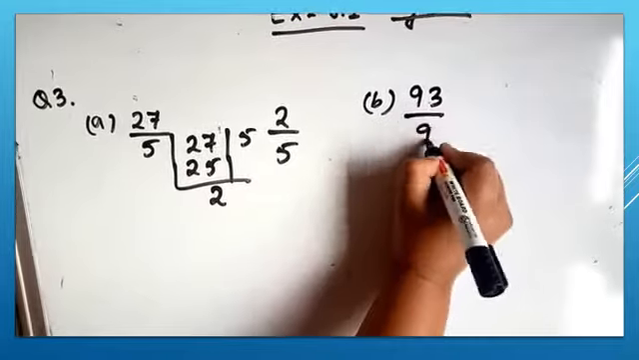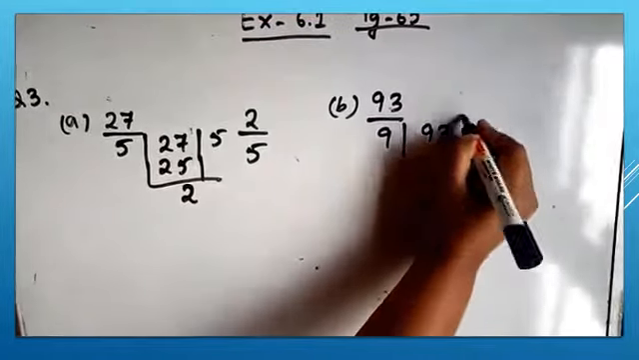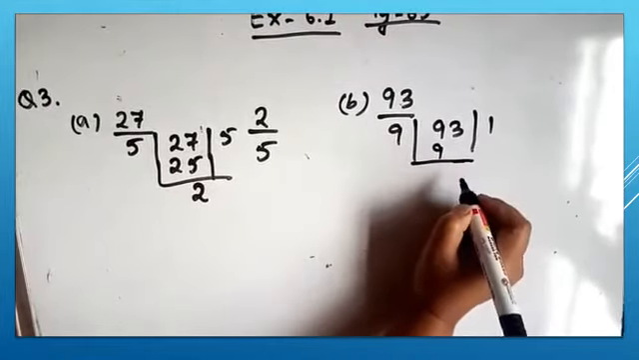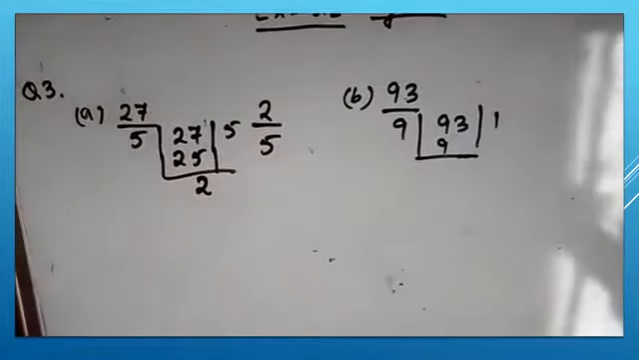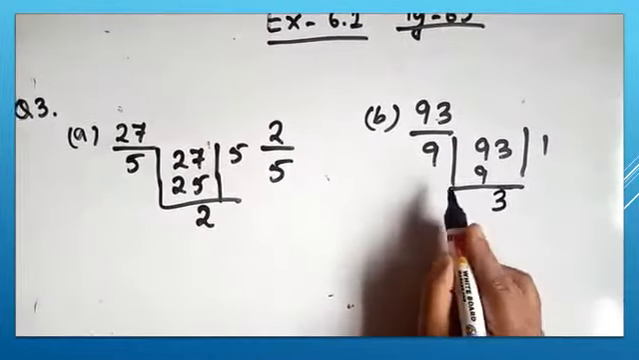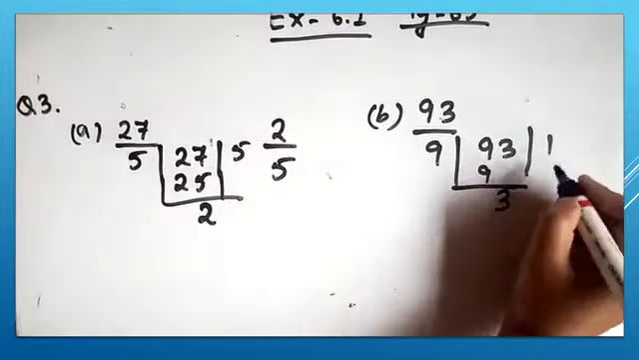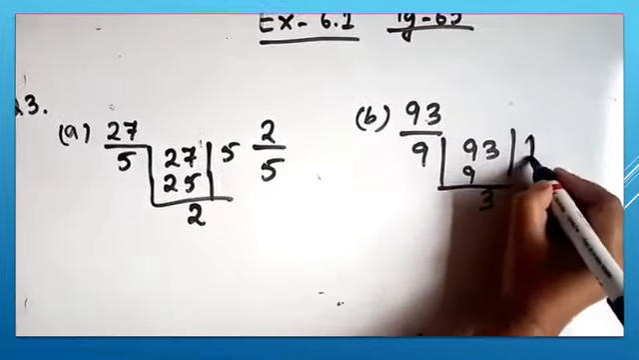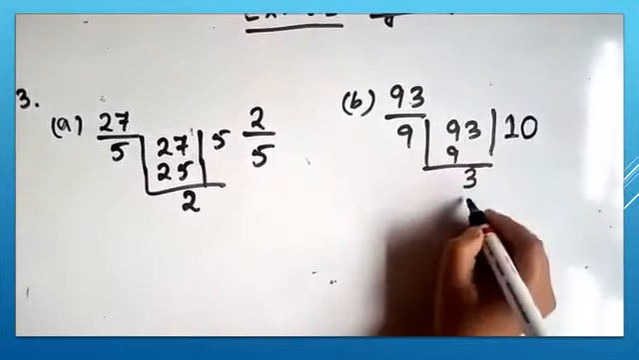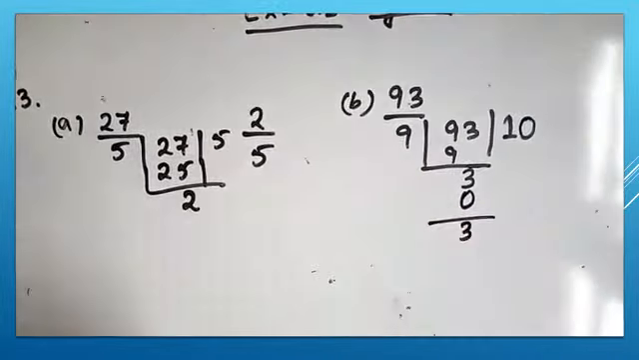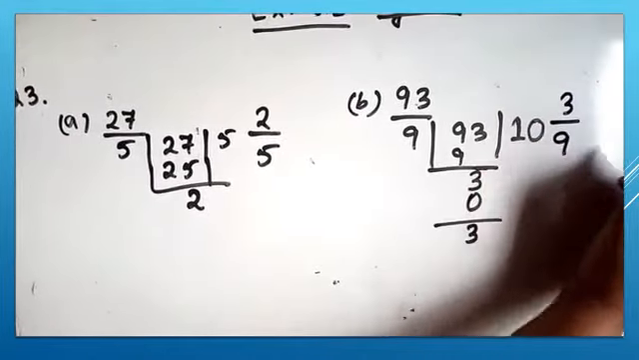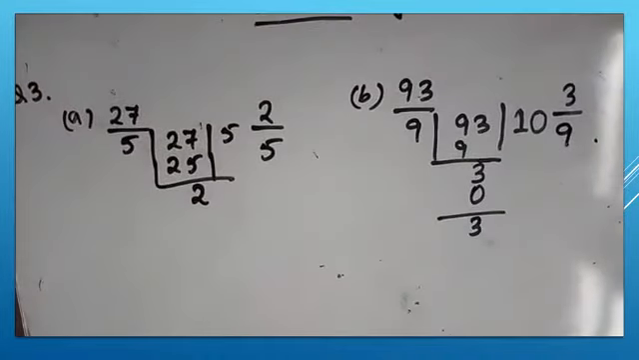93 by 9. This also, 9 1s is 9. So 3 will come down. Now 3 is lesser than 9. So what we do is, it will not go with 1 also, so it will go with 0. 9 zeros is 0. Okay, and the remainder is 3. So 10 whole 3 by 9.